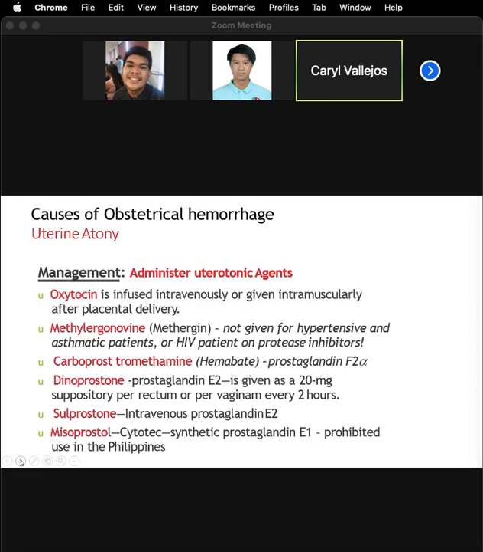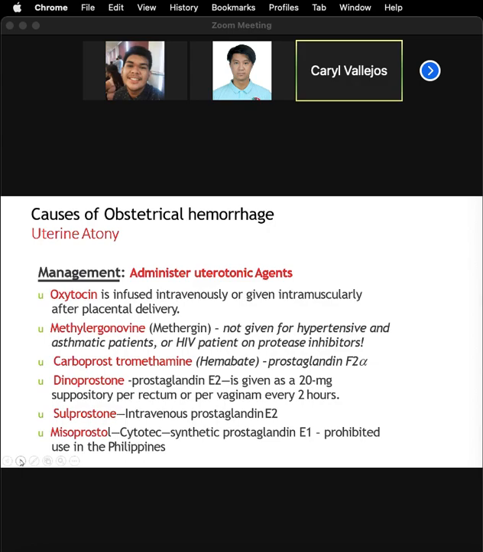How would you manage if you encountered uterine atony? You have to administer your uterotonic agents, and the most common is your oxytocin that is infused intravenously or given intramuscularly after placental delivery, or your methylergonovine or your Methergine. However, you take note of the precaution because it is not being given for patients with hypertension and bronchial asthma.